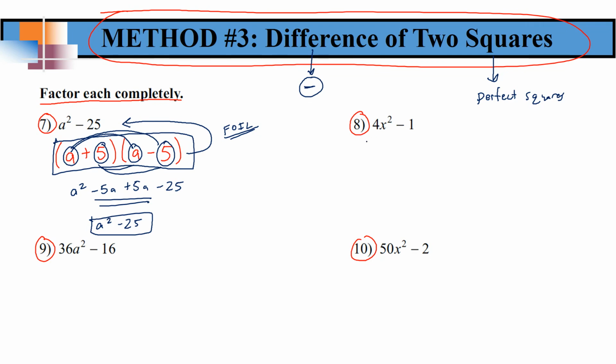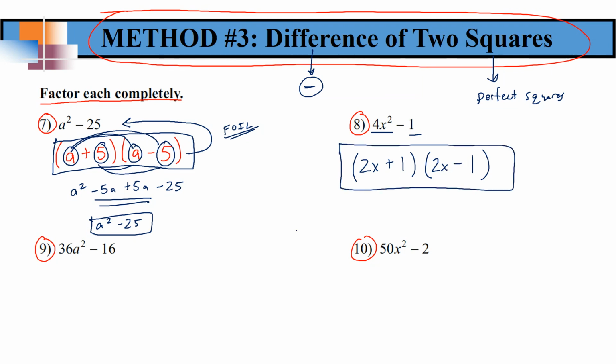As we look at number 8, is 4x squared a perfect square? Sure. Is 1 a perfect square? Yes, it is. So we can factor this out like so. What's the square root of 4x squared? Well, the square root of 4 is 2. The square root of x squared is x. So we have 2x in this first position. What's the square root of 1? It's 1. So we put 1 in the second position. And then we just need to make sure we have opposite signs here. 2x plus 1, 2x minus 1. There is our factored form.